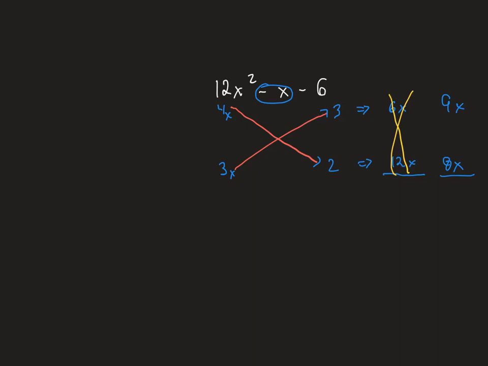I want to get minus 1. Well, if I want to get minus 1, that means my bigger number should be the negative. So I should have negative 9 plus 8, which is going to give me negative x. So if I want to have negative 9, that means I should have negative there and a plus there. So my two factors should be 4x minus 3 and 3x plus 2.